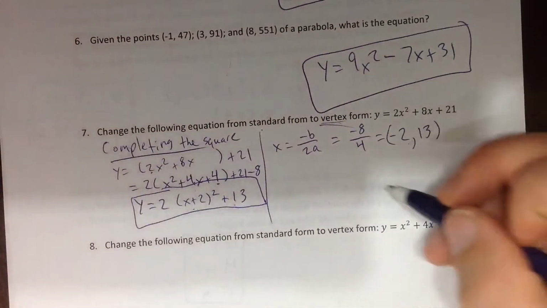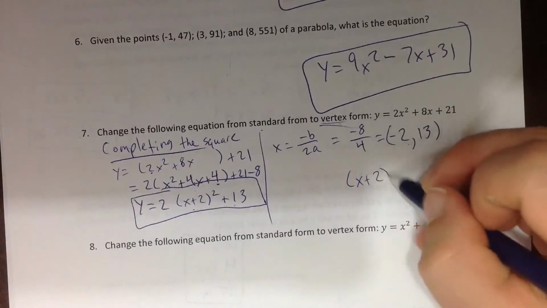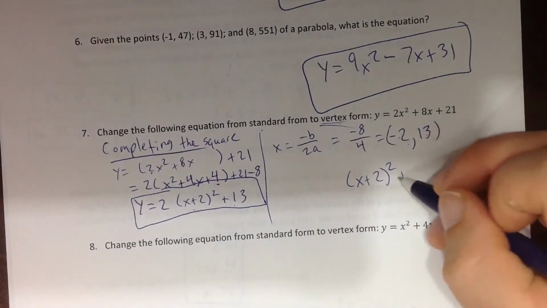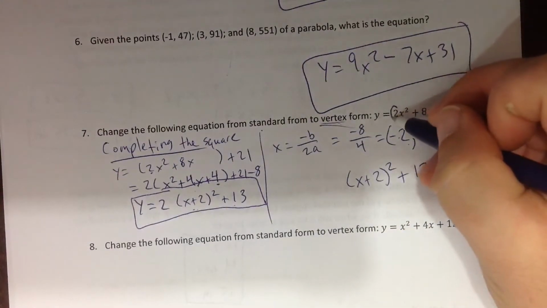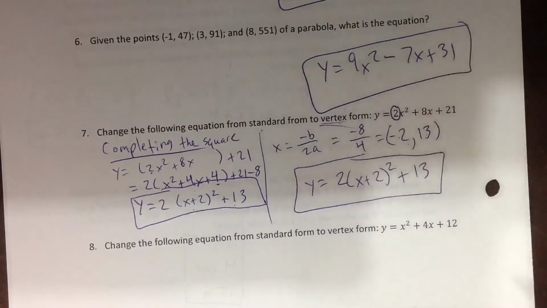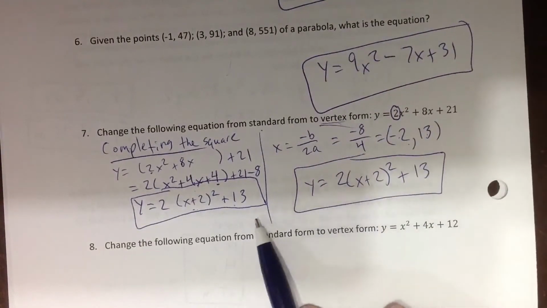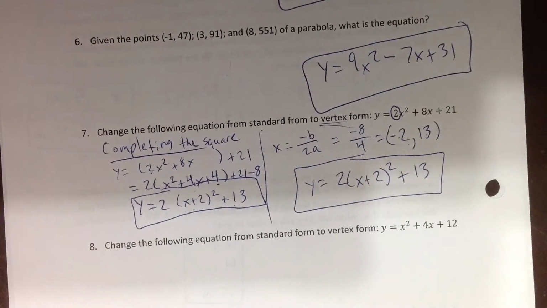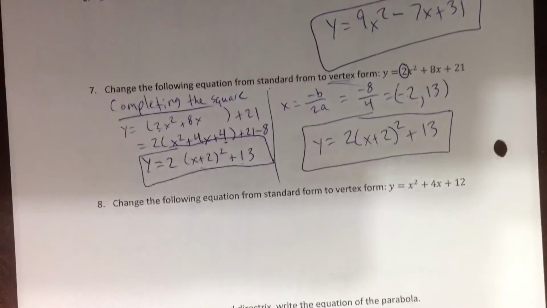So knowing this, I know it's going to be x plus 2, because we're going left 2, squared, up 13, but then we've got to take care of this 2 in front, so we'll just put it right in front right there, and there it is as well. Either one's going to yield the same answer. It doesn't matter which way you choose. Just make sure you know how to find the vertex from standard form.